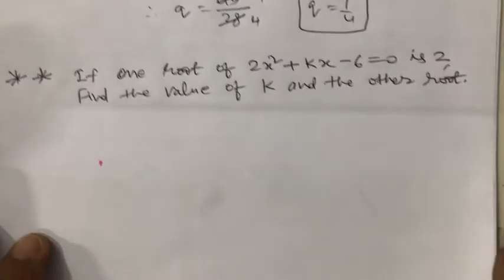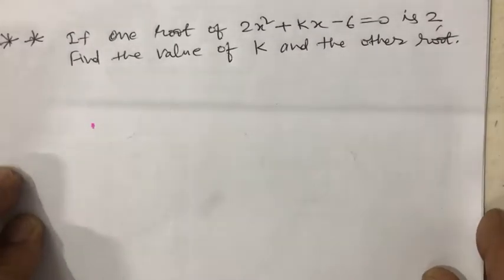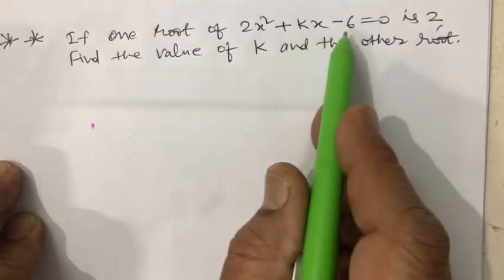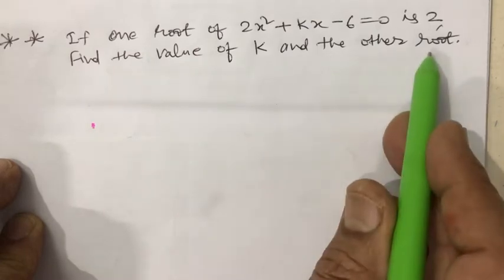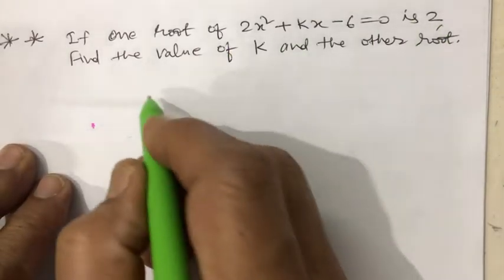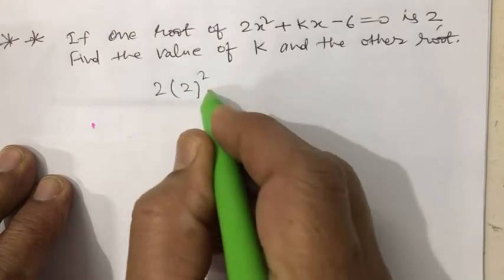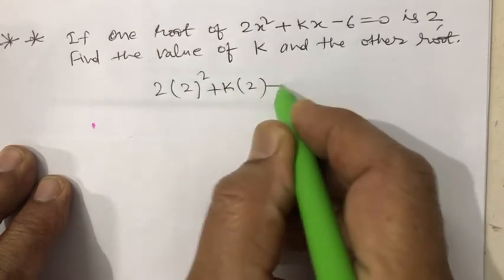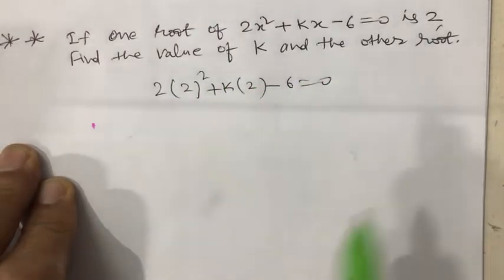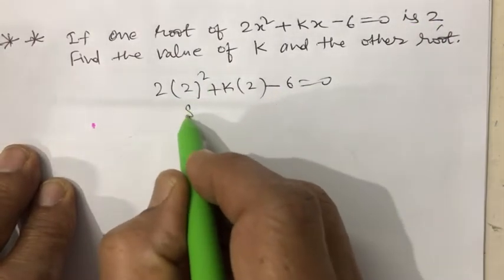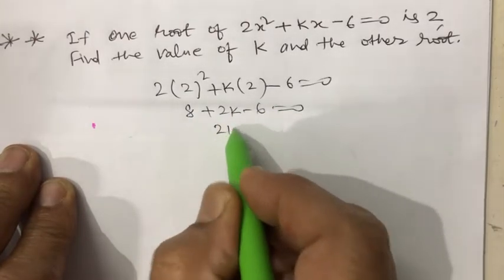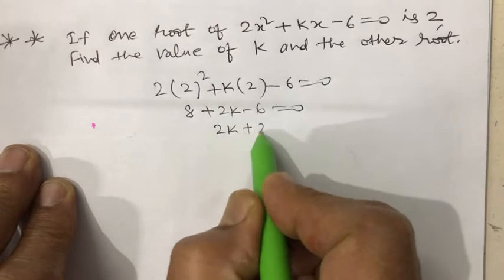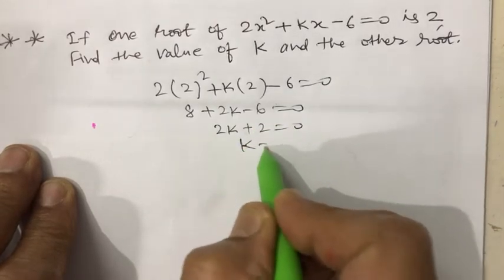These are some different type of questions. One more similar question. If one root of 2x square plus kx minus 6 equals 0 is 2, find the value of k and the other root. So first we apply the first root, 2 into 2 square plus k into 2 minus 6 must be 0, because the root is given, it will satisfy the quadratic equation. 4 into 2, 8 plus 2k minus 6 equal to 0. So 2k plus 2 equal to 0, and hence k equals minus 1.